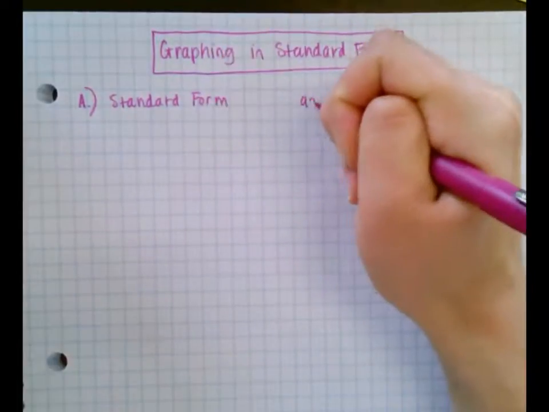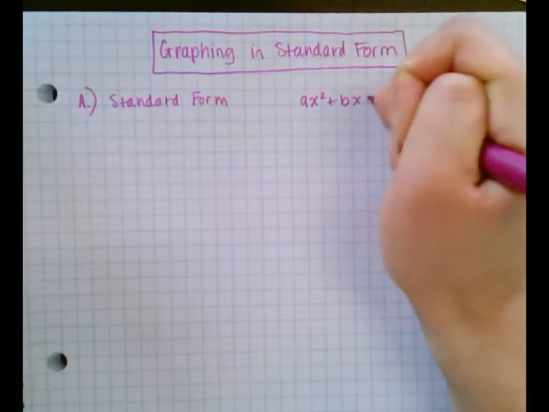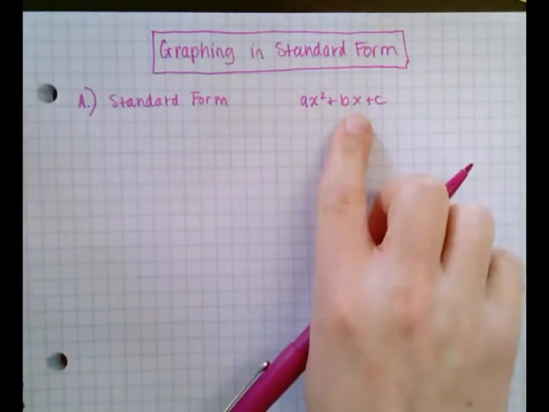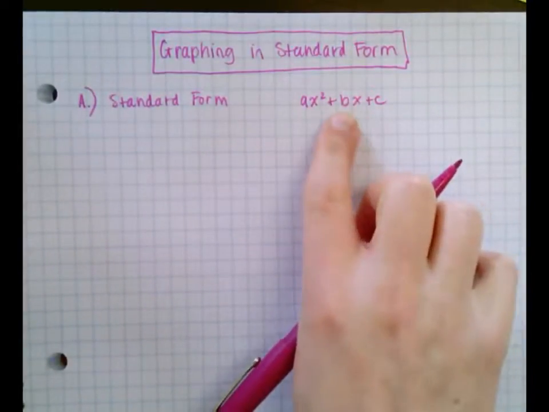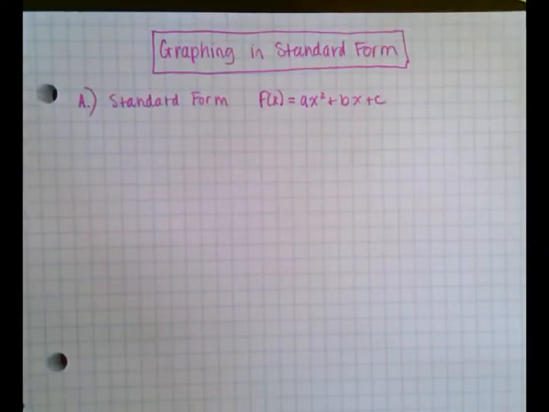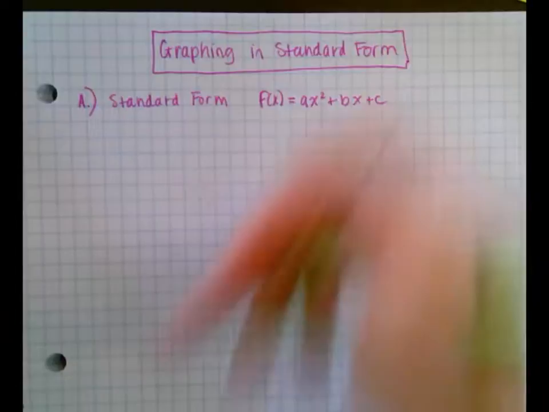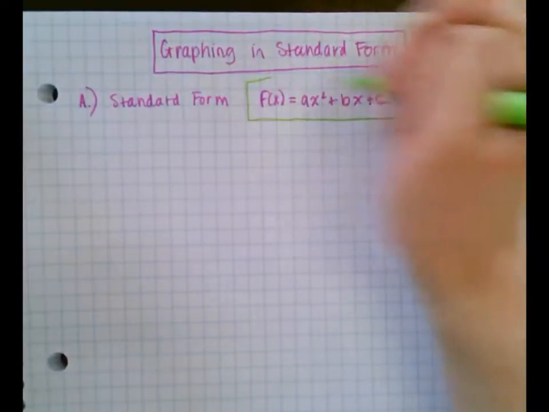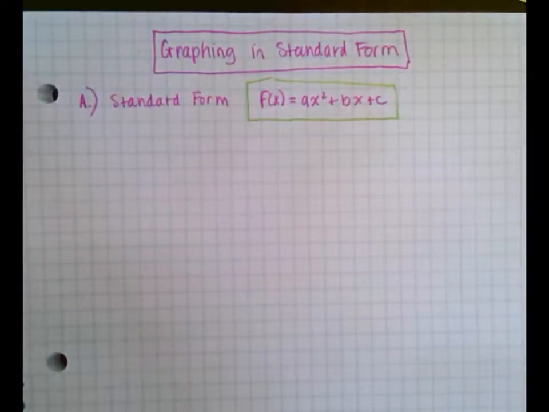It's ax squared plus bx plus c, but that's not an equation, that's not a function, right? So the idea of it being a function would be to put the f of x equals in front of it. And we get this standard form equation.